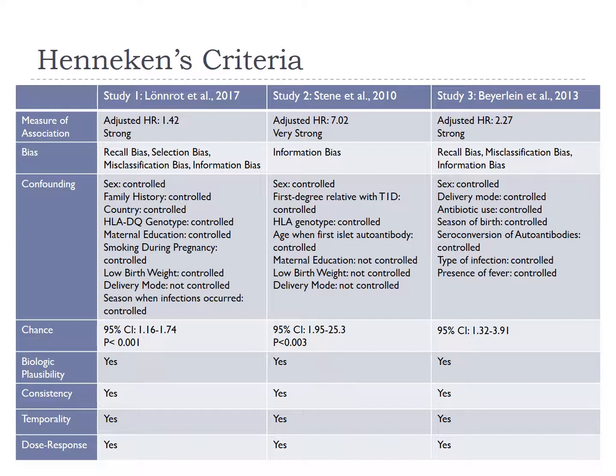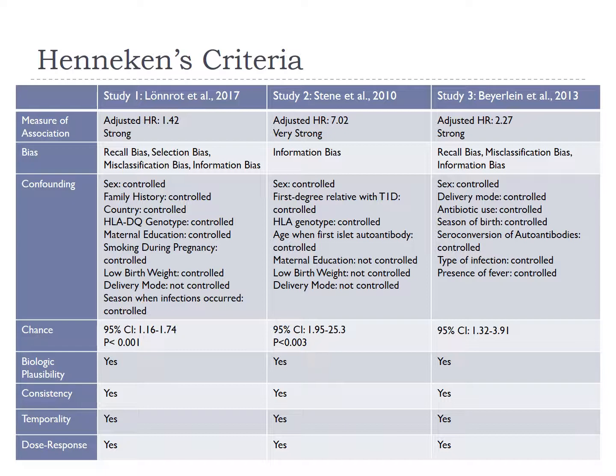In the third study, the hazard ratio is 2.27 with a confidence interval of 1.32 to 3.91. All of these studies have strong or very strong hazard ratios between viral infections and islet autoimmunity. 2 of the same confounders, sex and delivery mode, were controlled for in each of these studies. Each individual study also controls for many other confounders, as can be seen in this table.